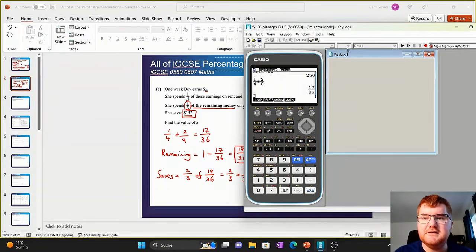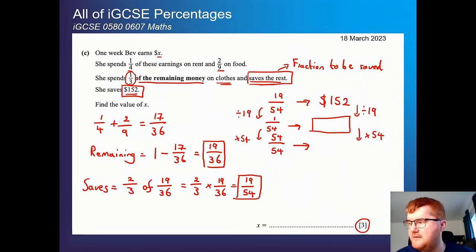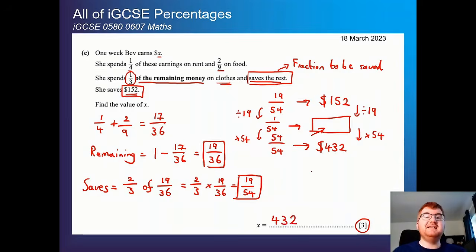Okay, so all we need to do at this point is type in what we've written. So we get 152 divided by 19, and then we are going to times by 54, giving us our final answer of $432. Again, we can write in the intermediary step if we need to show the working, but this amount of working is more than enough to get all the marks. You're going to see this 3-step process again and again and again in this video. It's one of your big tools for any percentages question.